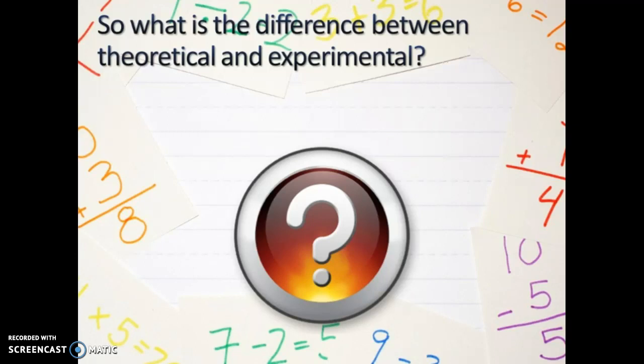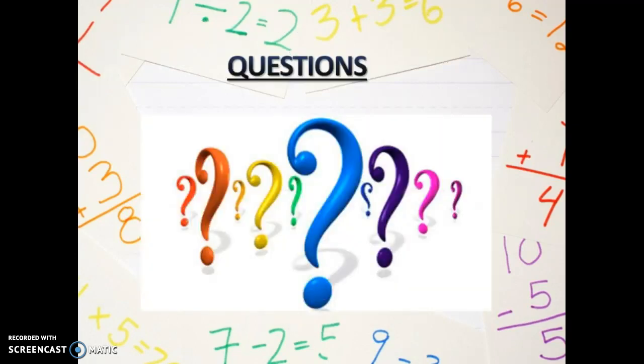So what is the difference between theoretical and experimental? Again, experimental is based off of the trials that you do, and theoretical is your favorable over your total possible outcomes.